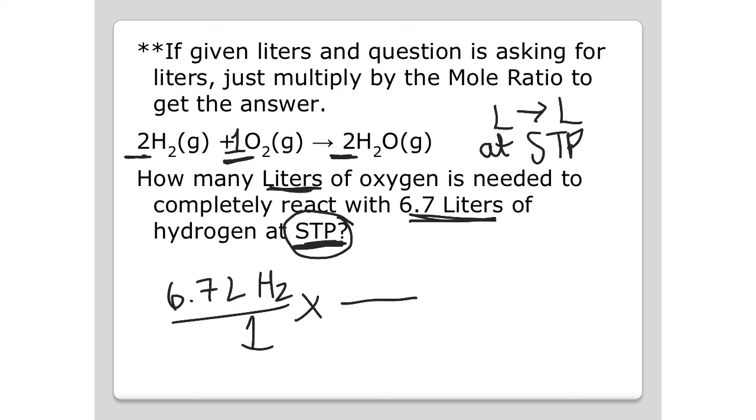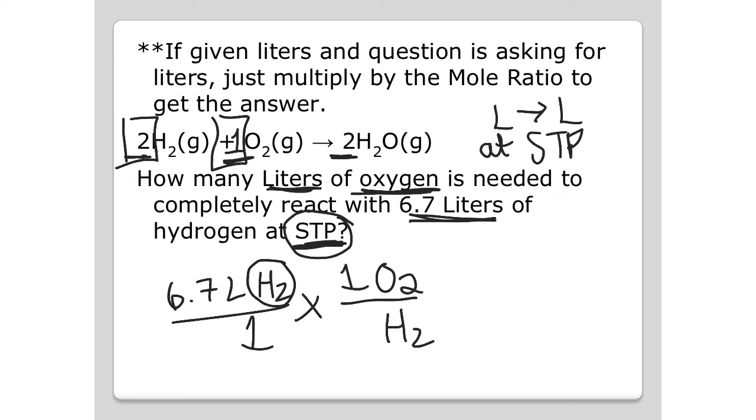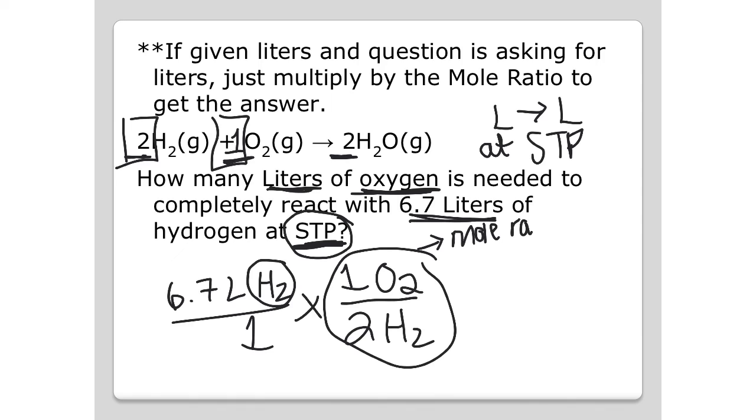And just like before, we take whatever we're starting with and we put it on the bottom. And whatever we're trying to get to, oxygen in this case, is going to go on top. And then our mole ratio are those whole numbers. So there's a 1 in front of O2, so I'm going to put a 1 here. And there's a 2 in front of H2, so I'm going to put a 2 here. This whole thing right here, that is called a mole ratio. So we've talked about that in the past, but we're just going to review it quickly right now.